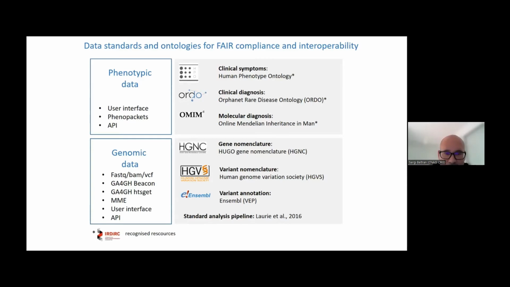Most of them are now also supported or maintained by GA4GH. We also use Beacon, htsget as a client, Matchmaker Exchange, and other APIs. We use HGNC for the gene nomenclature, HGVS for the variant nomenclature, and our main annotation source is Ensembl through VEP, the Variant Effect Predictor.